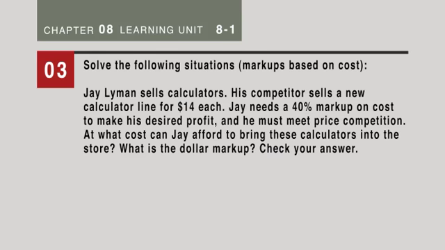Number 3, Jay Lyman sells calculators. His competitor sells a new calculator line for $14 each. Jay needs a 40% markup on cost to make his desired profit, and he must meet price competition. At what cost can Jay afford to bring these calculators into the store? What's the dollar markup? And let's check our answer.